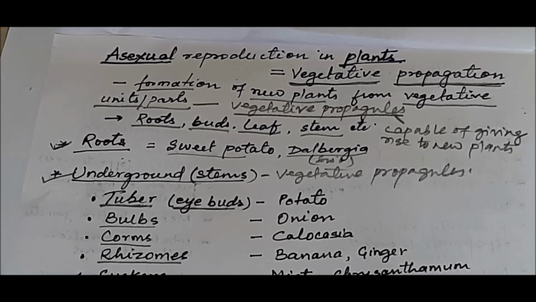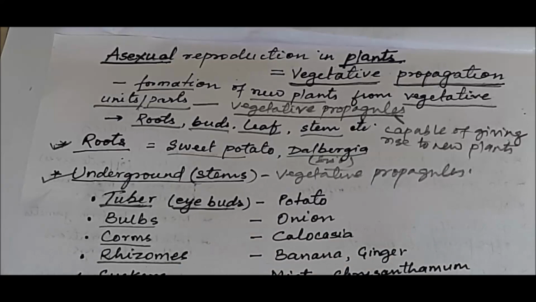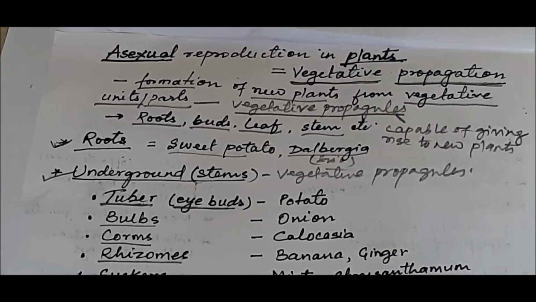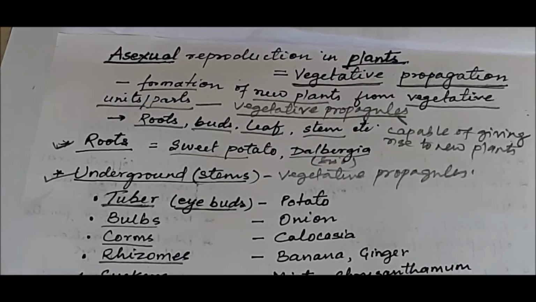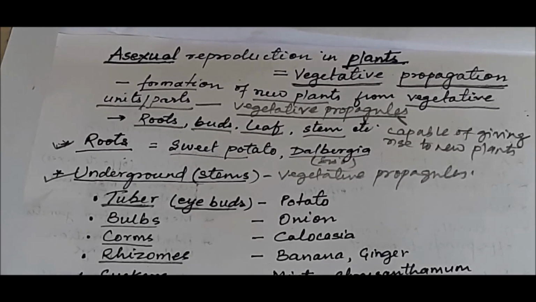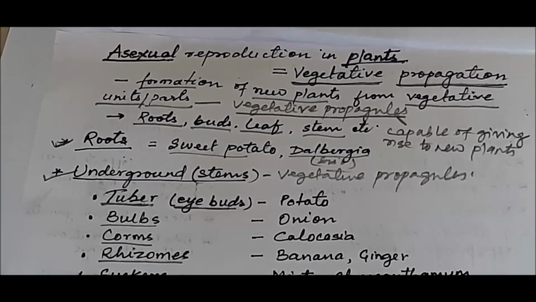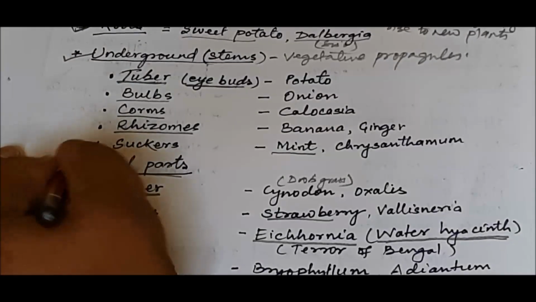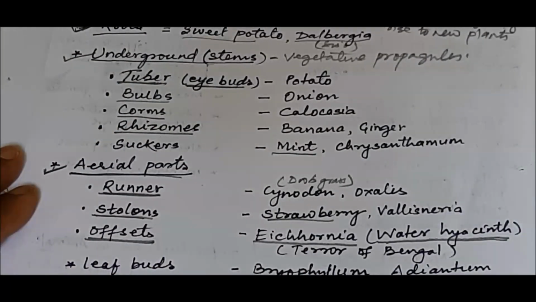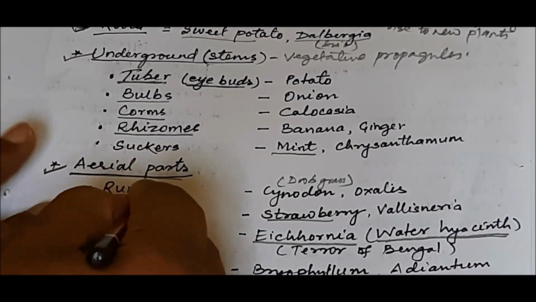Stolons, these are the buds which give rise to a new plant in strawberry and Vallisneria. Offsets is the aerial part which is seen in Eichhornia. Eichhornia is also known as the water hyacinth. Now let us see the aerial parts or aerial vegetative propagules. Aerial vegetative propagules can take part in vegetative propagation, which means they can also give rise to new plants, like runner. Runner is the first one.